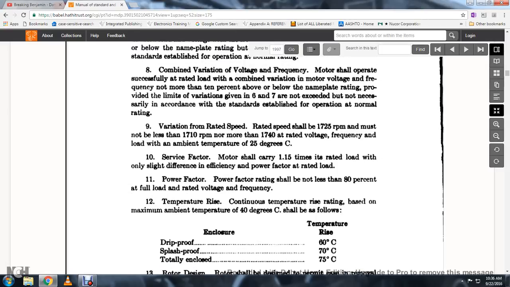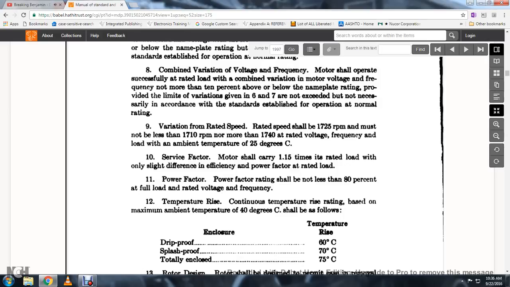9. The variation of rated speed. Rated speed shall be 1,725 RPM, must not be less than 1,710 RPM and no more than 1,740 RPM, at rated voltage, frequency and load, with an ambient temperature of 25 degrees Celsius.